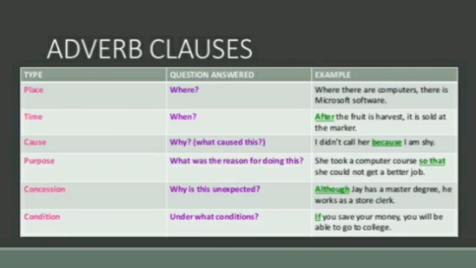She took a computer course so that she could get a better job. What was the reason for doing this? Purpose. Although Jay has a master's degree, he works as a store clerk. If you save your money, you will be able to go to college. So these are the types of adverb clauses, and you can see how we can use them in a sentence or identify them in a sentence like this.